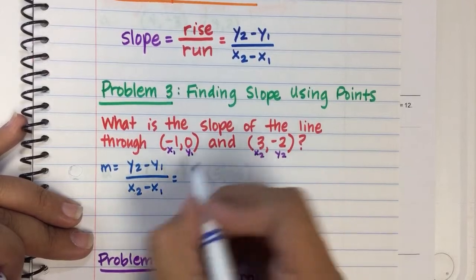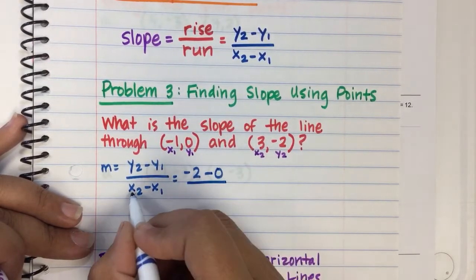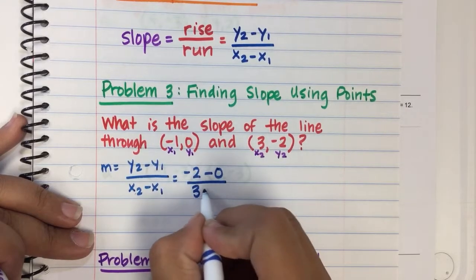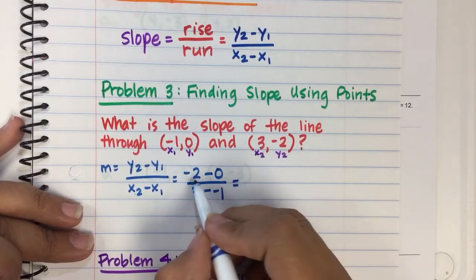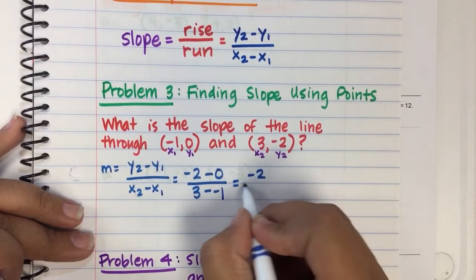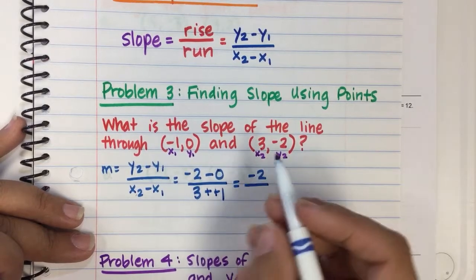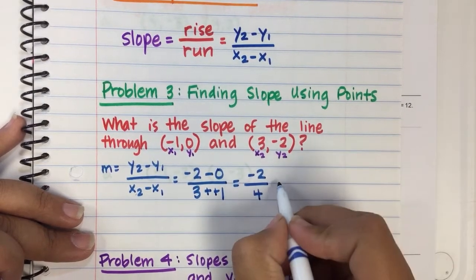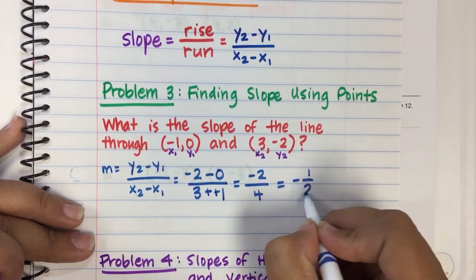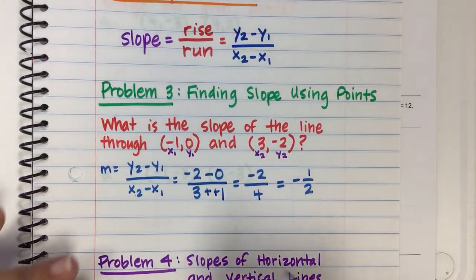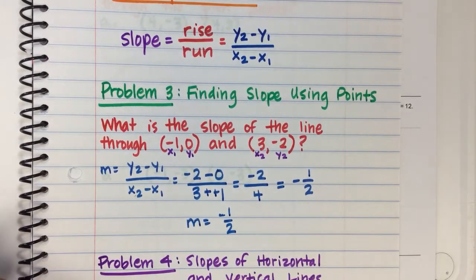All right, y2 is -2 minus y1 is 0, over x2 is 3 minus x1 is -1. All right, -2 minus 0 is -2. 3 minus a -1, two negatives make a positive, so that becomes 4. And that's -2 over 4, which simplifies to -1/2. So the slope here is -1/2.